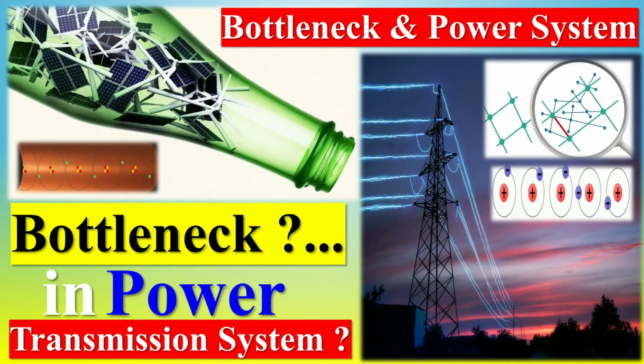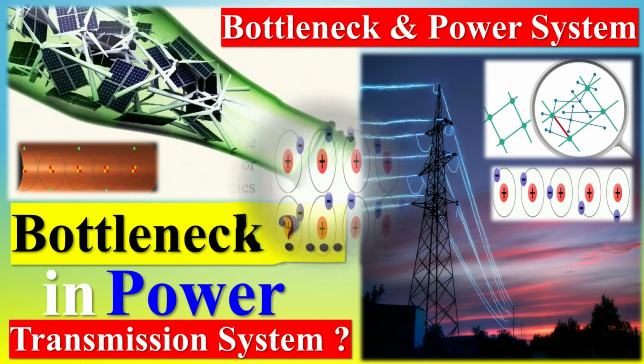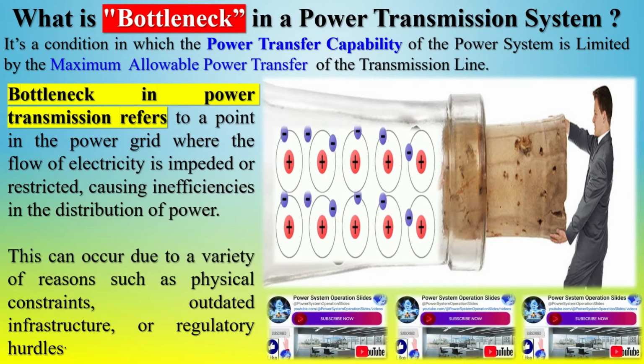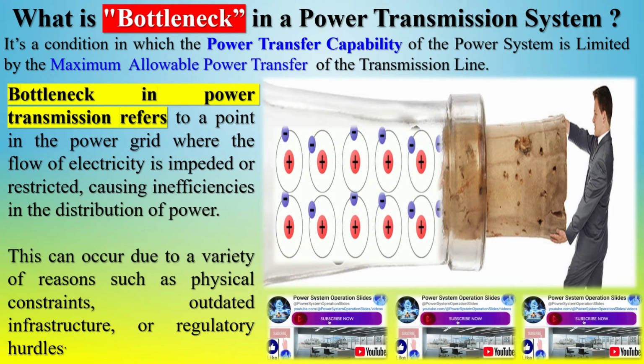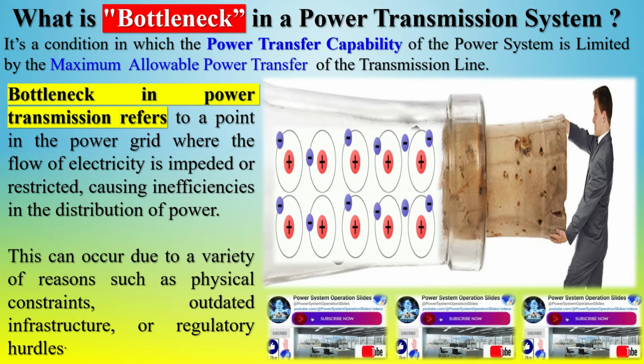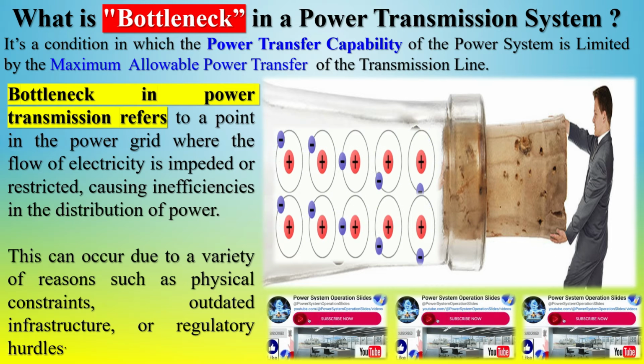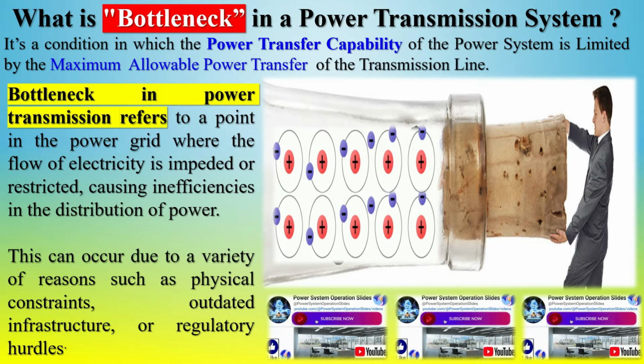What is a bottleneck in a power transmission system? It's a condition in which the power transfer capability of the power system is limited by the maximum allowable power transfer of the transmission line. A bottleneck in power transmission refers to a point in the power grid where the flow of electricity is impeded or restricted, causing inefficiencies in the distribution of power.